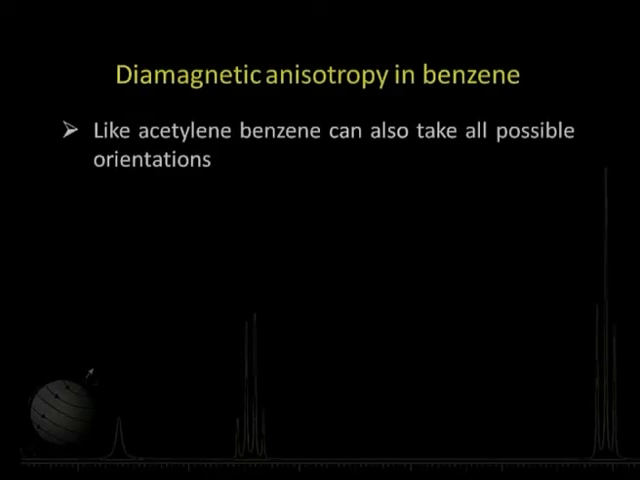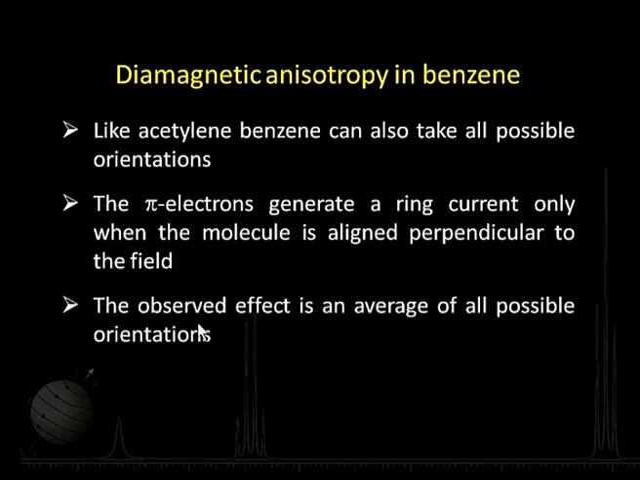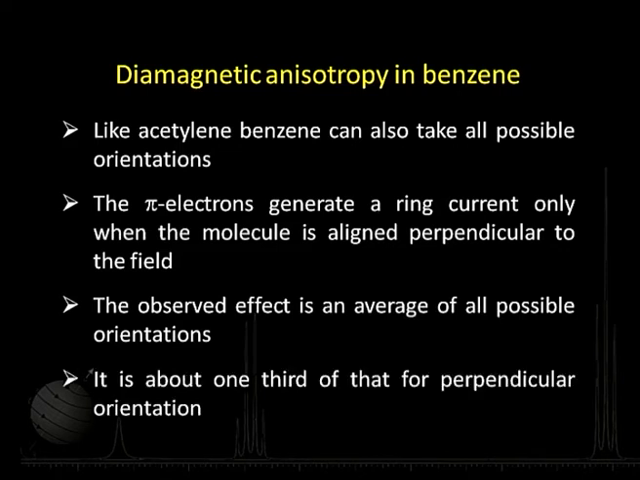Now, another thing we see is that, like acetylene, even benzene can take up all possible orientations, and the pi electrons generate a ring current only when the molecule is aligned perpendicular to the field. This is very, very important, because that is why this effect is specific to the benzene molecule or similar molecules which are aromatic in nature. And the observed effect actually happens to be the average of all possible orientations, and the significant one is when the molecule is aligned perpendicular to the applied field.